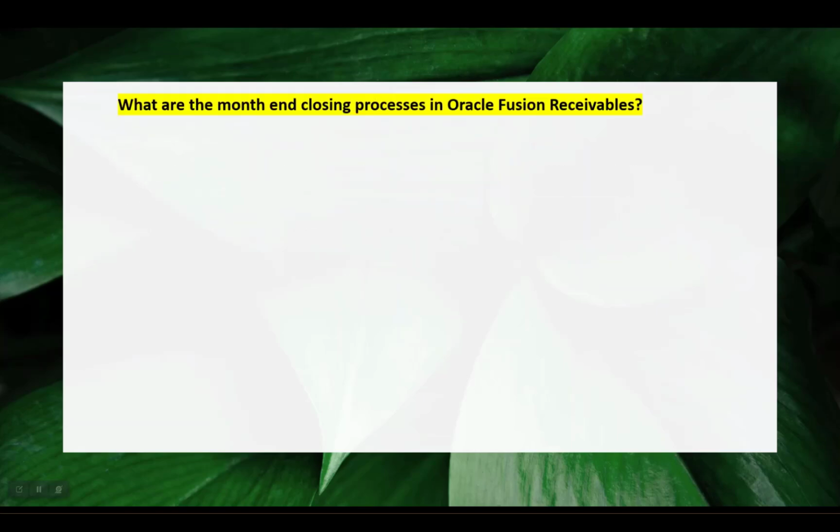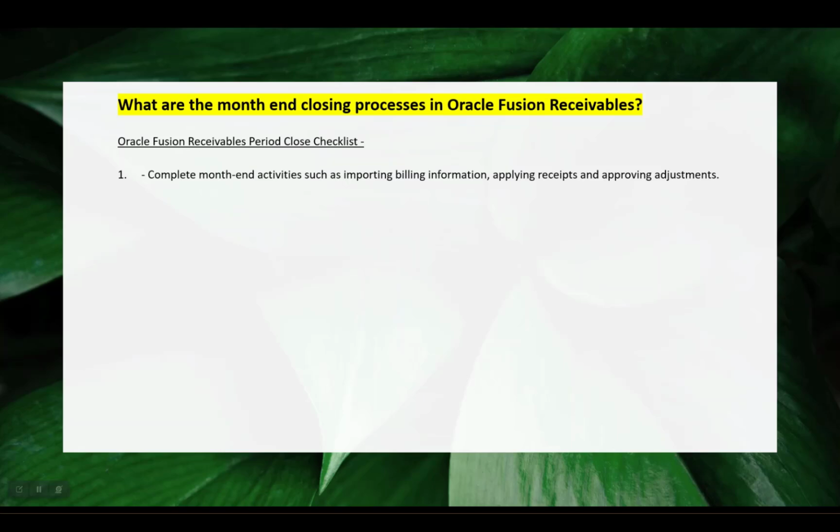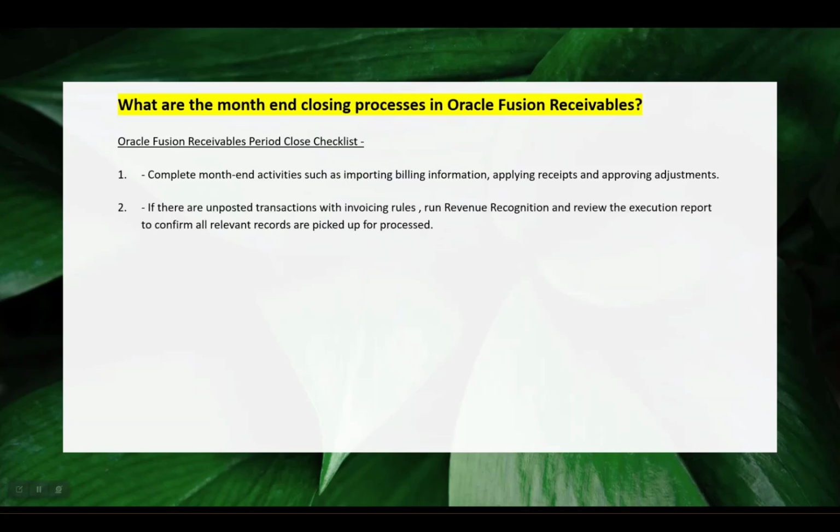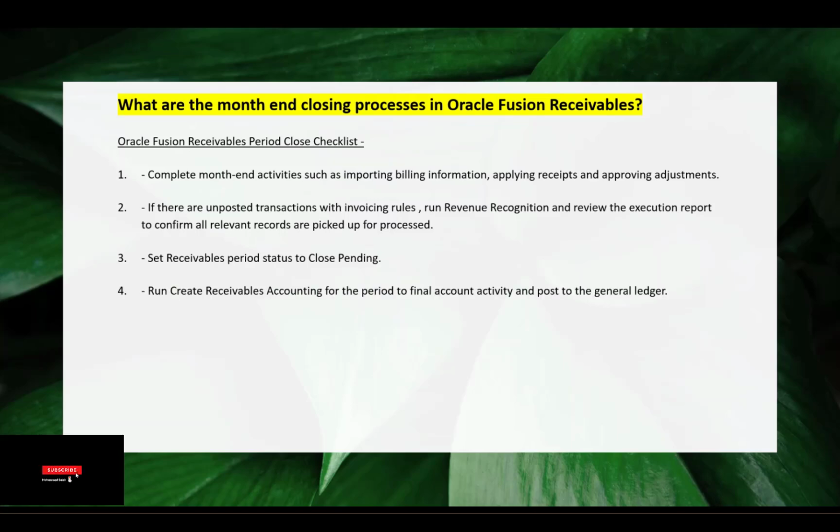What are the steps in the closing process in Fusion Receivables? Here is a checklist. First, complete month end activities: importing, applying, approving. If there are unposted transactions with an invoicing rule, you have to run revenue recognition and review the execution report to confirm all relevant records are picked up and processed. Set the receivables period status to close pending again. Run create receivables accounting for the period, with final accounting and post to GL.